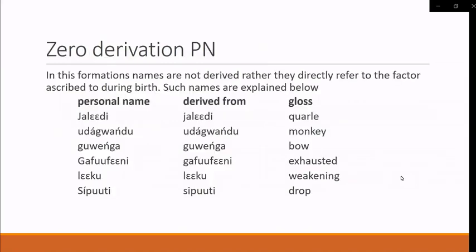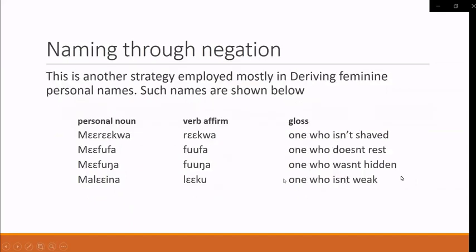We have zero derivation personal nouns. So we have a name like Jaledi, derived from Jaled, which is quarrel. Udagwandu, derived from a monkey. Guenga, derived from a bull. Gafufen, derived from exhausted. Leku, derived from weakening, and the likes.